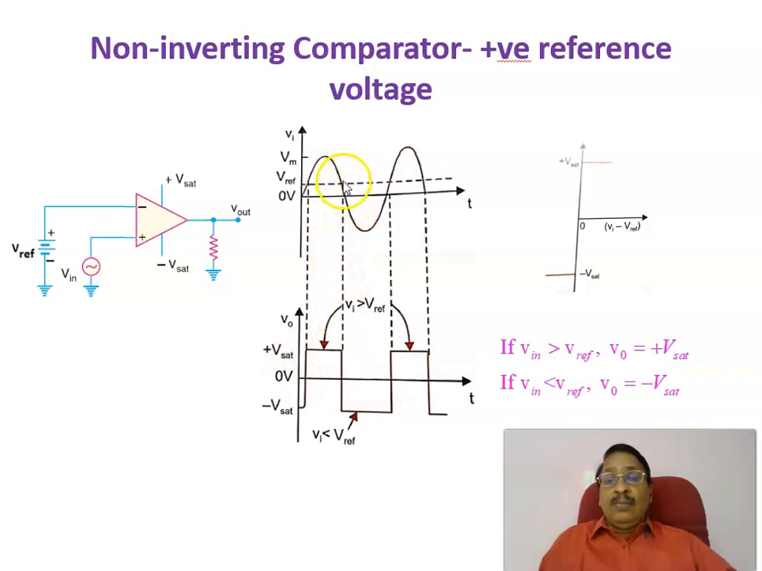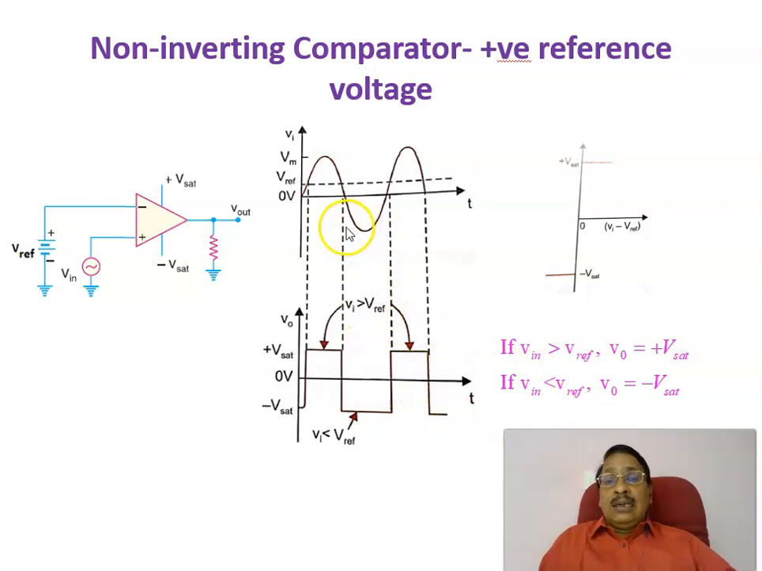Then again, from here to here, the input voltage is less than the reference voltage, so the output voltage equals minus Vsat. Therefore, this is the output voltage of this comparator, which is a non-inverting comparator with a positive reference voltage.